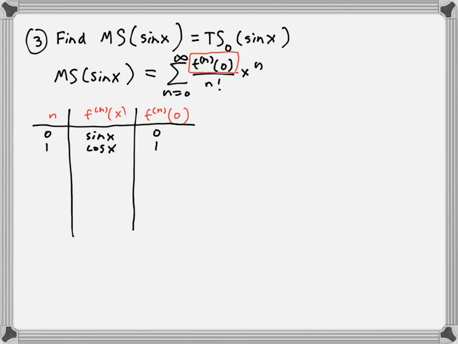We don't quite see a pattern yet, so we have to keep going. What if we plug in 2 for n? That means we're taking a second derivative, so we take a derivative again, and we get negative sine of x. If we plug in 0, we get 0. Now I'm going to put 3. This means take a third derivative. So the derivative of negative sine x is negative cosine x. Plug in 0, we get negative 1. We still don't see a pattern, but let me show you what happens when we take one more derivative.